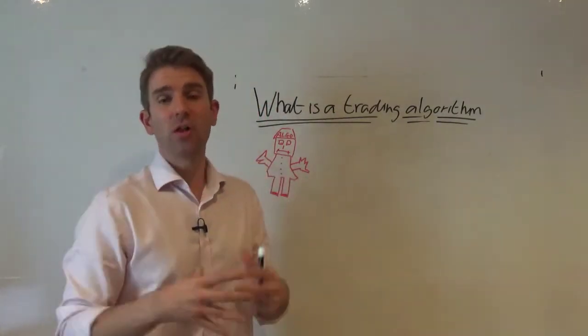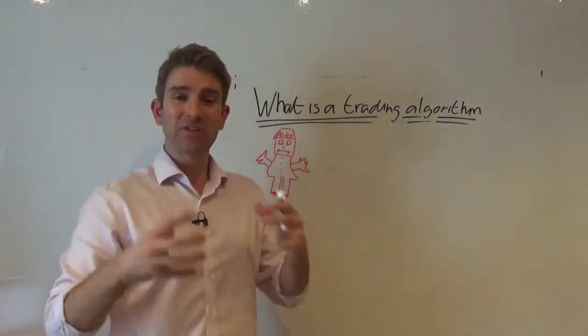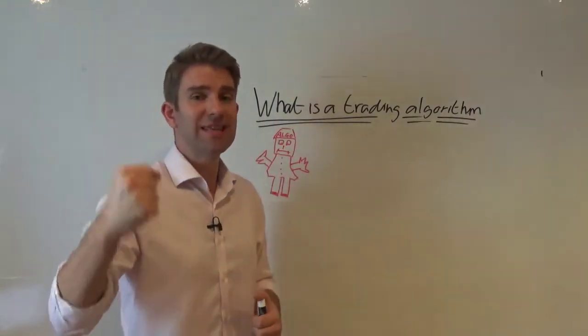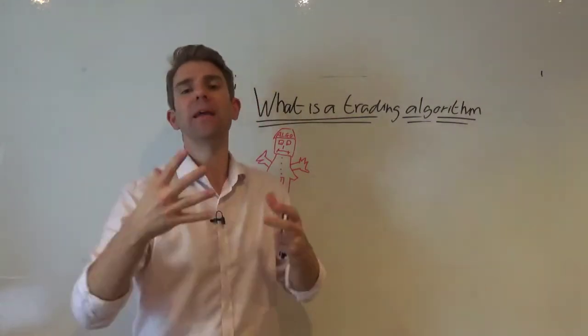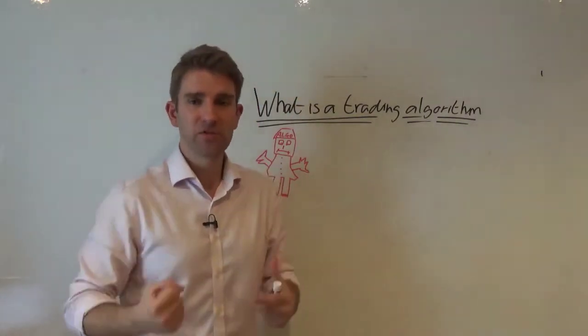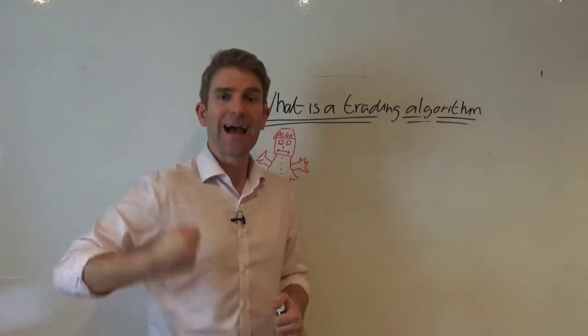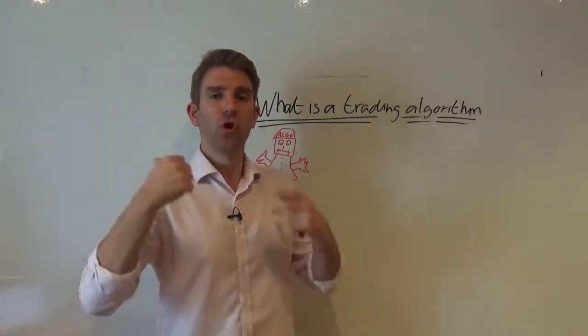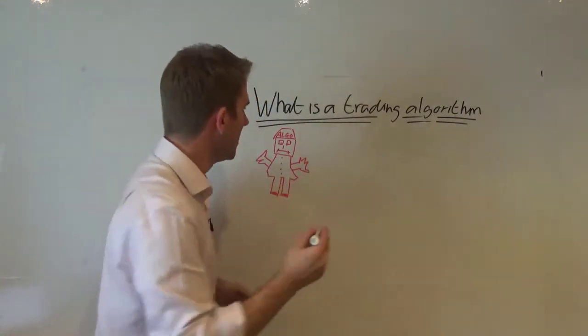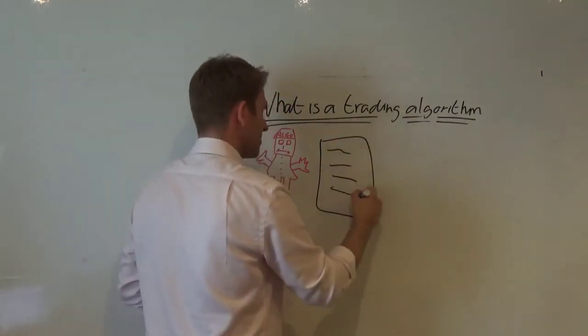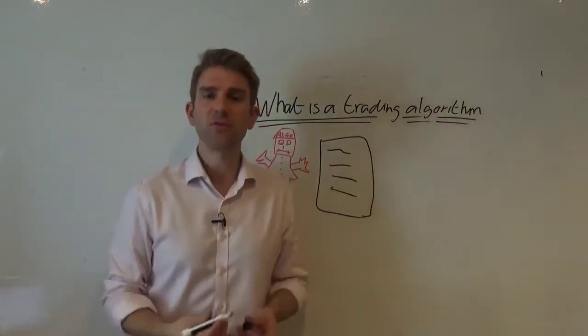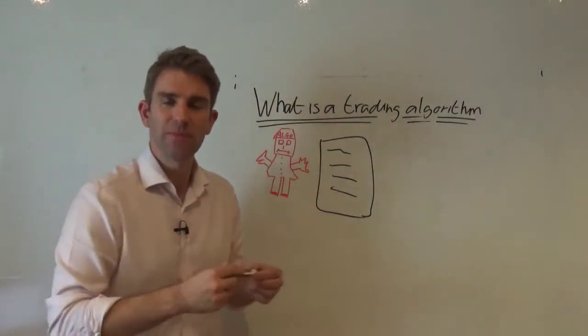In a nutshell, the algo is making that decision and executing that trade for you on your behalf, or for a company or for a bank or whatever it is on their behalf. So it's making the decision and making the execution automatically. It's basically lines of code. You've got lines and lines of if-then statements, conditional statements, logical statements.